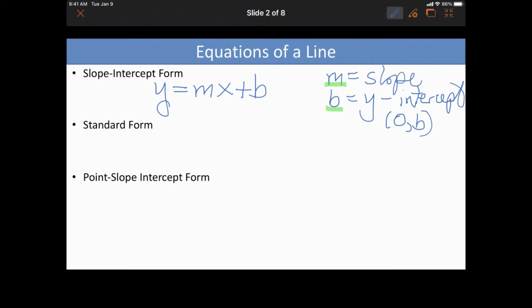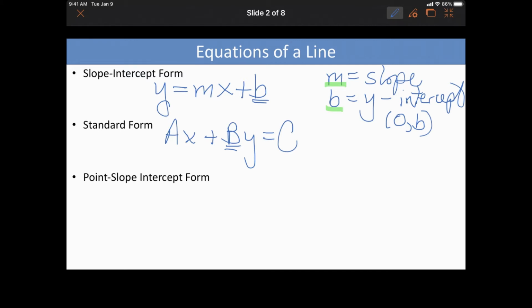Standard form is one that we often see as well. Note that A, B, and C are capital. This capital B is different than the lowercase b. They are just random letters. A always needs to be positive, and A, B, and C need to be natural numbers or integers. They cannot be fractions.